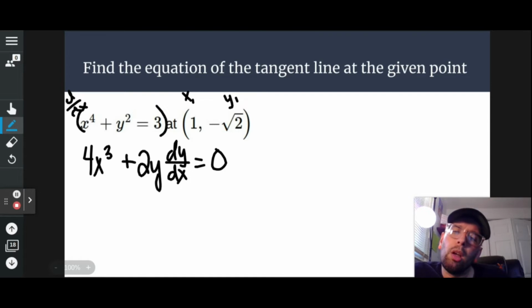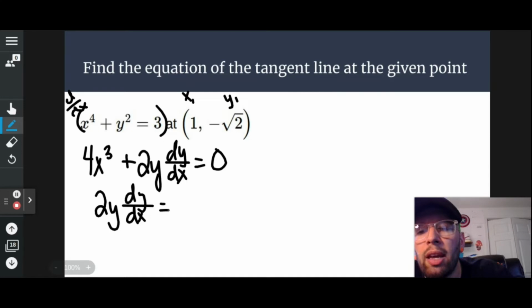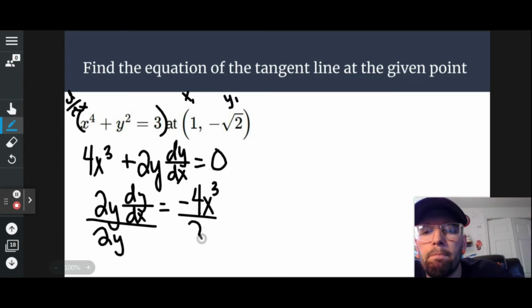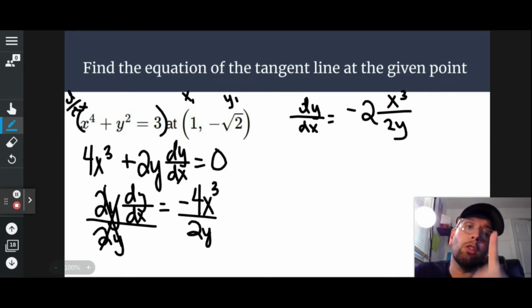Subtract 4x cubed from both sides. So 2y dy/dx equals negative 4x cubed. Divide everything by 2y. And dy/dx is going to be negative 2x cubed over 2y. Now I have to plug in my point, two of them.